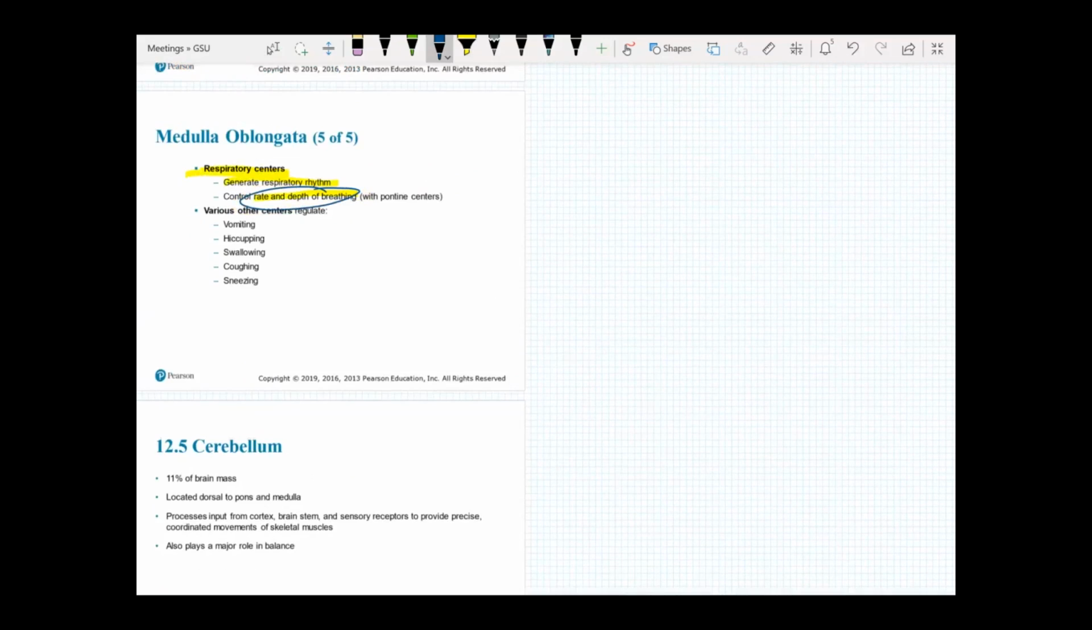And then this area is also responsible for many homeostatic mechanisms related to the autonomic nervous system. Some of those that can go wrong on a very small scale are vomiting, hiccuping, swallowing, coughing, sneezing. These are all not normal but need to occur. Nothing is really wrong. These are all controlled by your medulla oblongata.